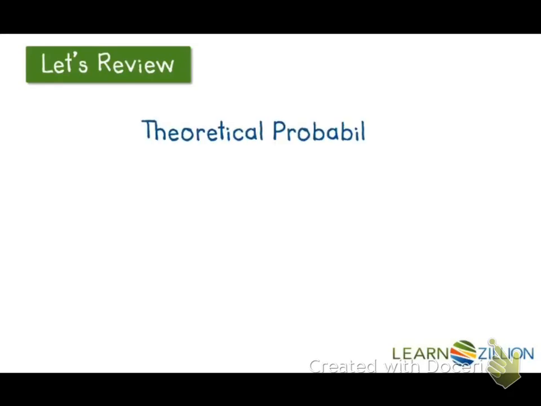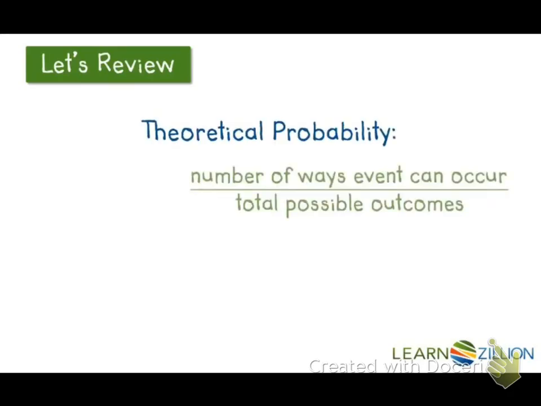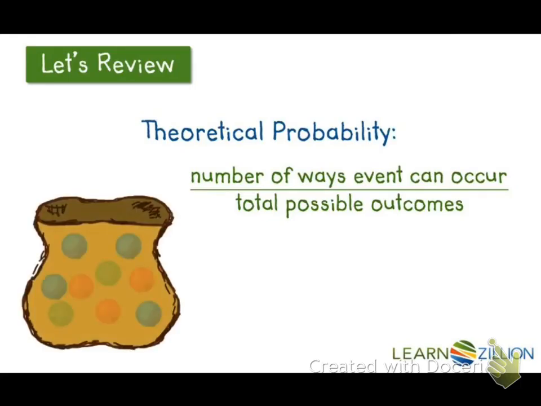Let's review. Theoretical probability is what should happen in a situation, according to our mathematical reasoning. And we can represent that as a ratio: the number of ways an event can occur over the total possible outcomes. So if we're taking a look at an example using a bag of marbles that has 4 blue, 3 red, and 2 green marbles, and we're trying to find the probability of picking a red marble.